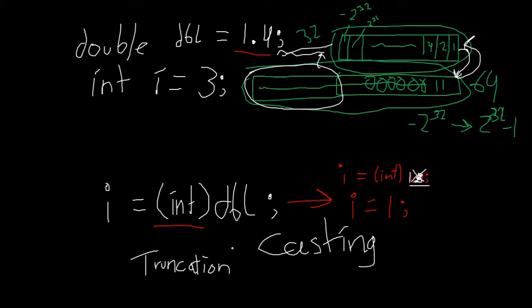Truncation is where it deletes everything after the decimal point and just keeps the whole numbers. And it happens whenever we cast from double to integer. Alright, with me so far? Good, because this next part gets a little bit tougher.